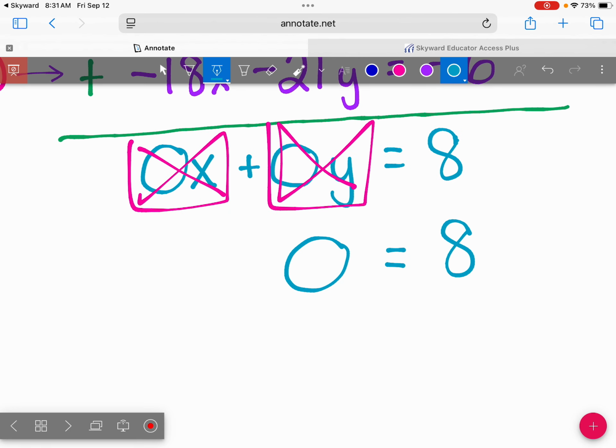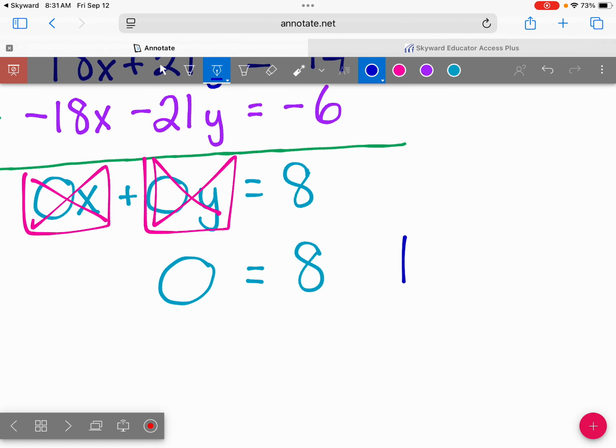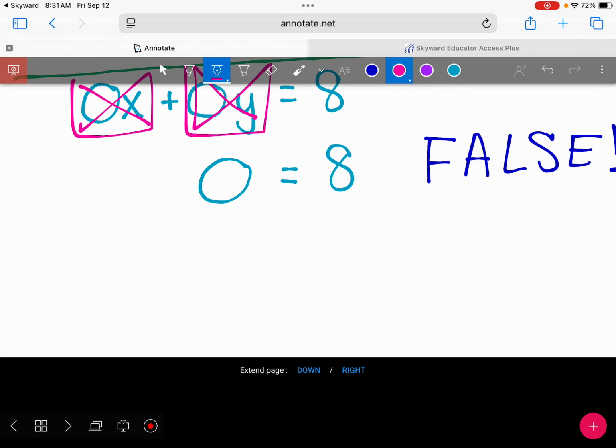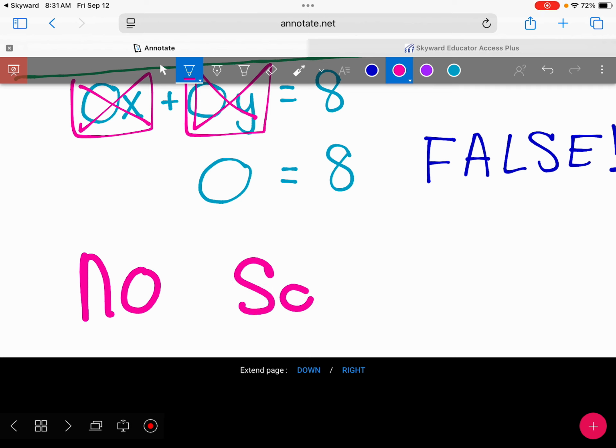So where's our answer going to be? This is false. I don't even have any x's or y's left over, and I got something that is inherently false. What does that mean is going to happen? No solution. So we have here no solution. If all of our letters cancel out, and we're left with something that is flat out a lie, that is no solution.